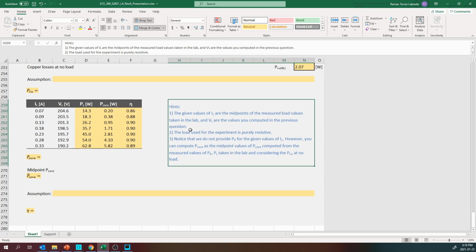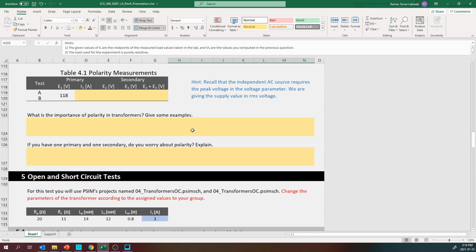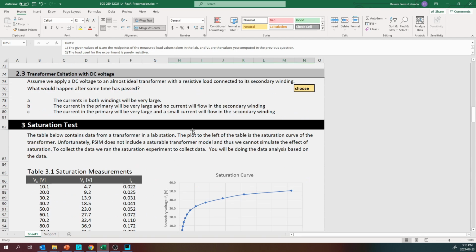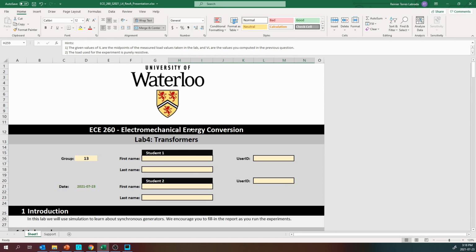The lab is not very long. In my opinion, it is easier than Lab 2 and Lab 3. Lab 5 is going to be more complicated, but this one you should be able to complete very quickly.